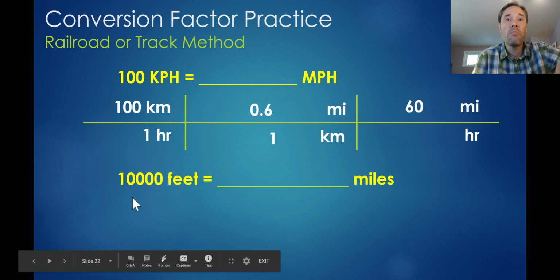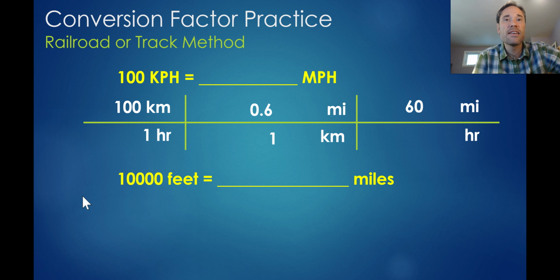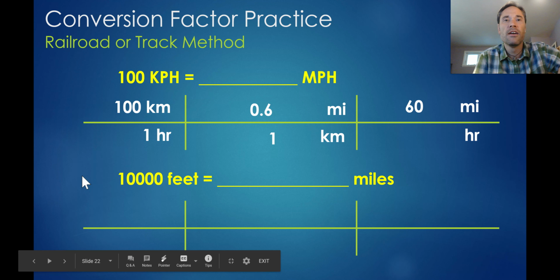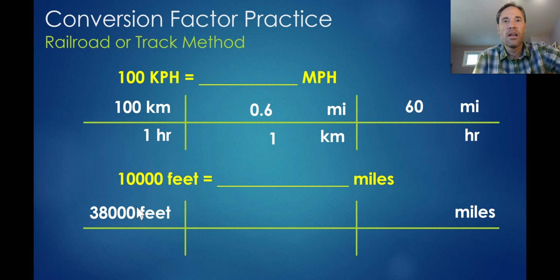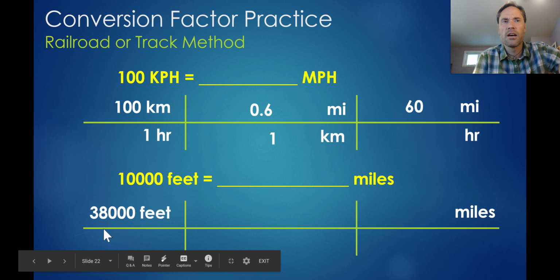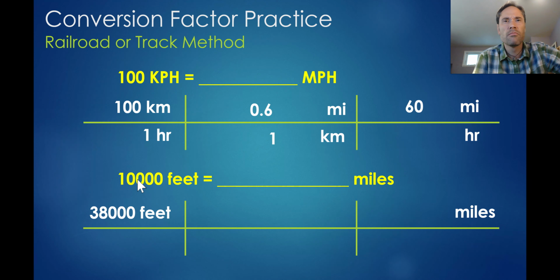Over here, 10,000 feet is how many miles? So let's take a look. Do the same thing. Oh, I think I made a mistake here. Anyway, let's pretend that this is 3,800. I think that's the way this is going to go. Sorry about that. I'll make a correction in my other one.